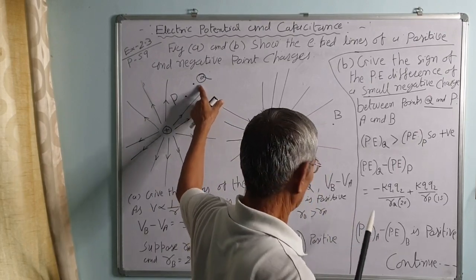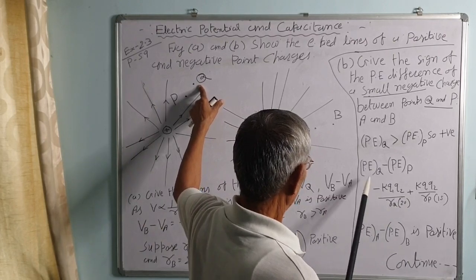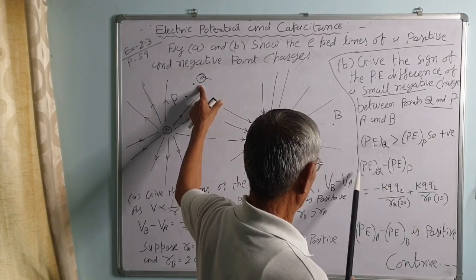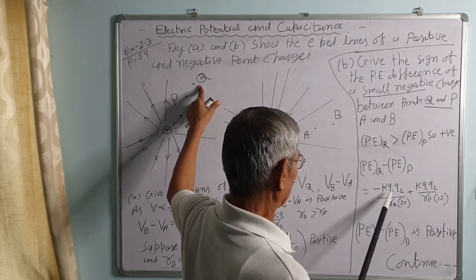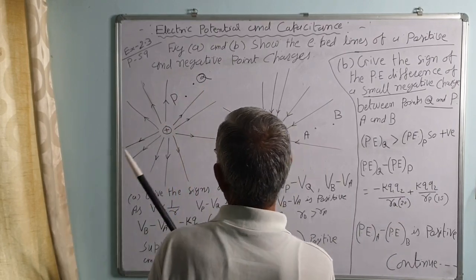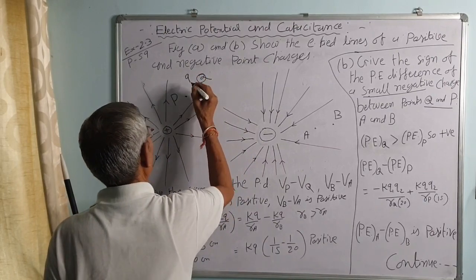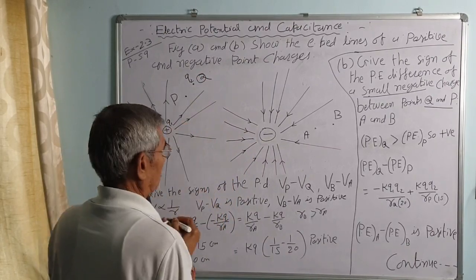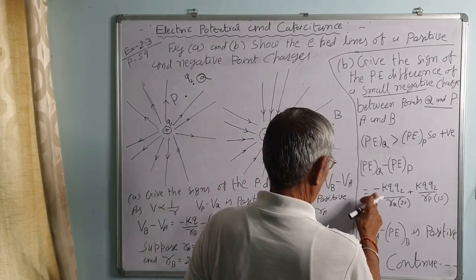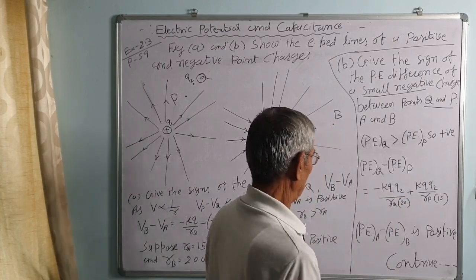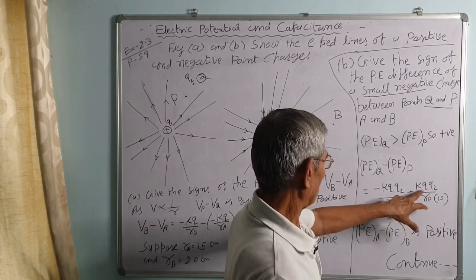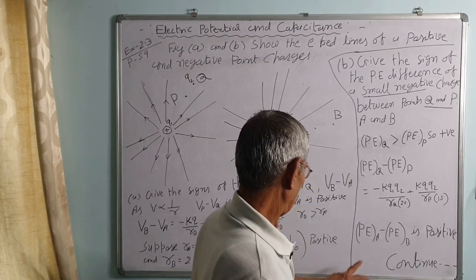Q and P. Potential energy we know is K Q1 Q2 upon R. So potential energy at Q is greater than the potential energy at P, and that is positive. Let us see it. Potential energy at Q is minus K Q1 Q2 upon RQ. This charge, say Q1, is positive, but another charge Q2 we bring from Q to P. What is the potential energy at Q? Minus K Q1 Q2 upon RQ. Minus potential energy of P, then minus plus K Q1 Q2 upon Rp, and that is also positive.